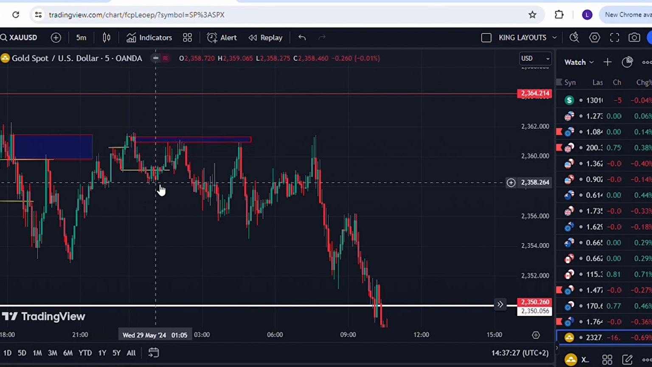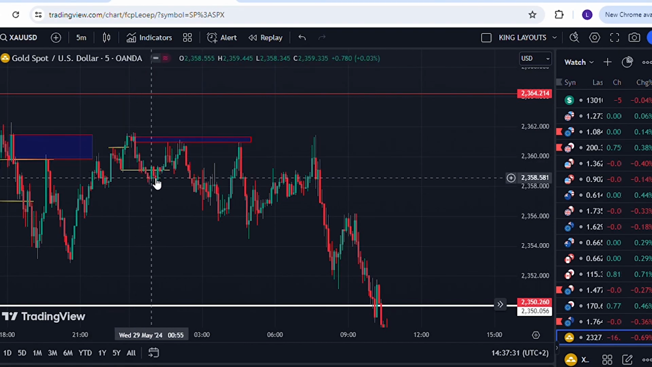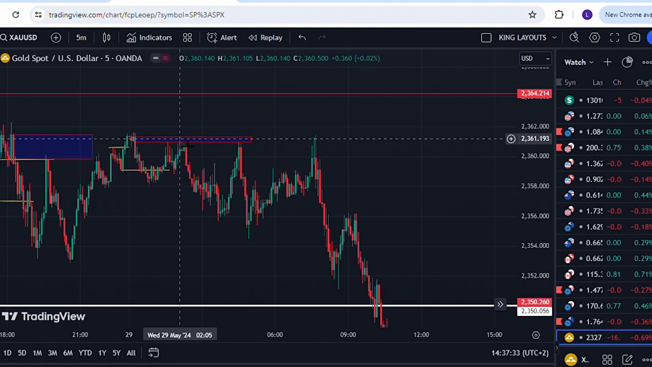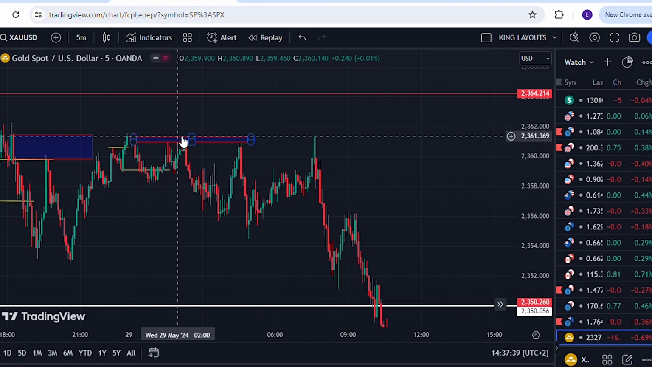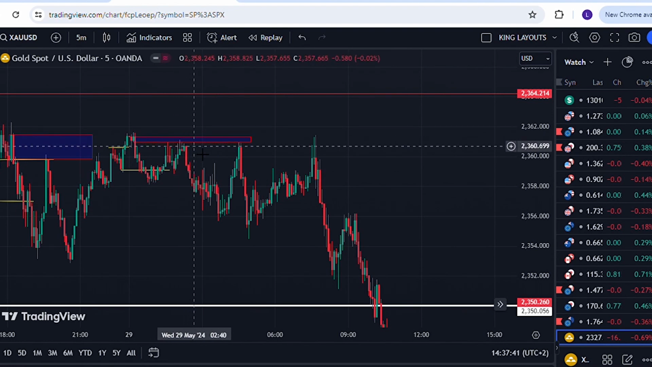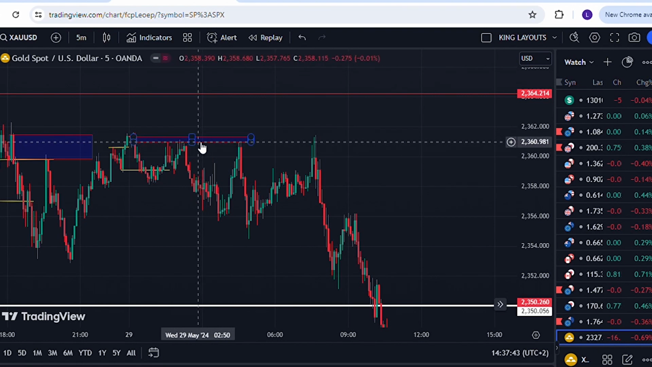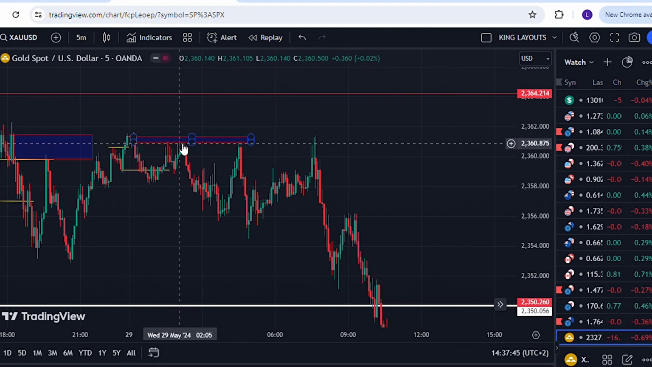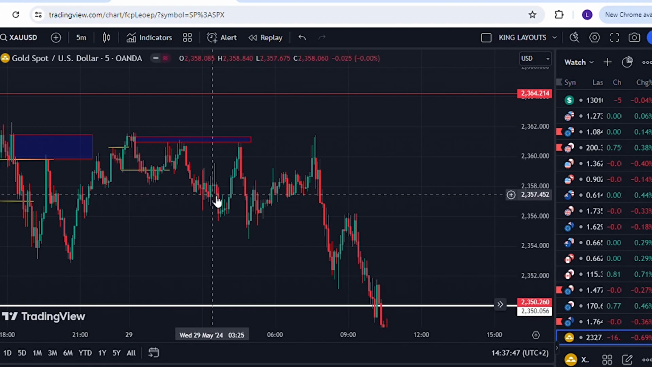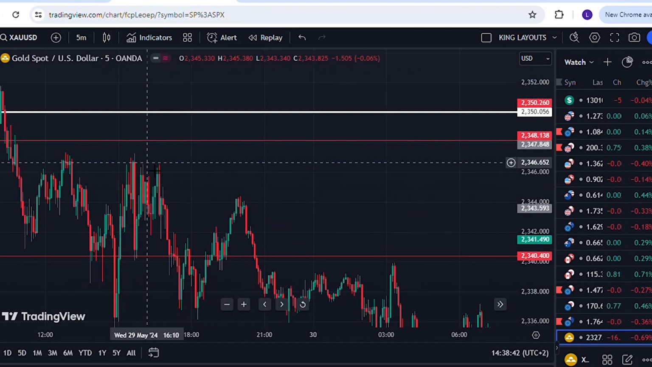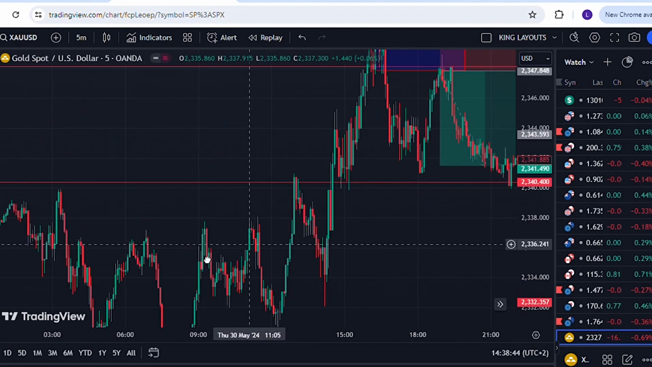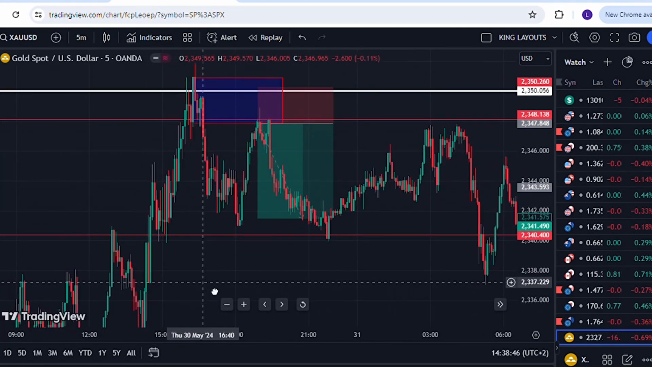And then this breaking movement is your change of structure, and then after that we went up, we went into our zone, right? We went into our zone, as you can see, right? We went into our zone and then we pushed down. Let's go to the next one. Let's go to the last one.